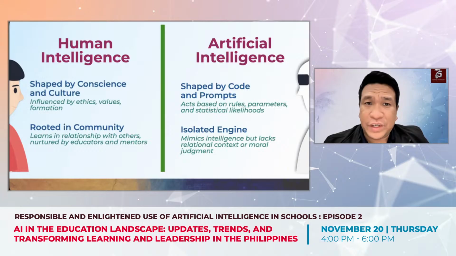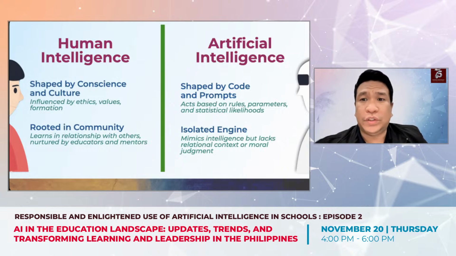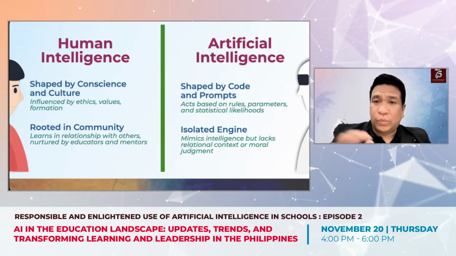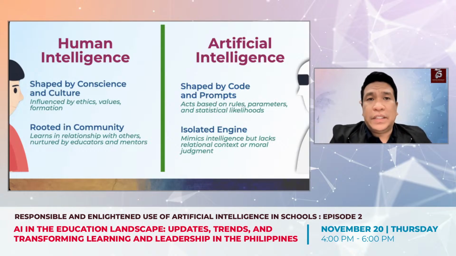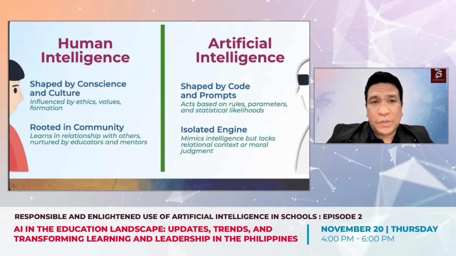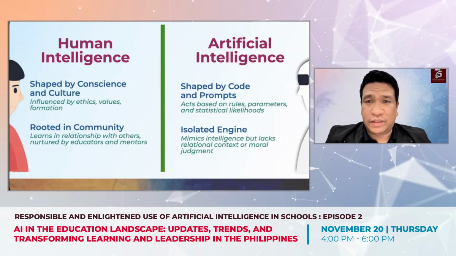Okay? However, for AI, it is shaped by code and prompts. It does what we tell it to do according to parameters we often don't fully understand. It can repeat what the world already values, but it cannot critique or elevate those values. Okay, I'll stop for now. Let me see if everyone is still engaged. Let me know. Do you agree that human intelligence and artificial intelligence are very different from one another? Ayan. Yes, true daw. Okay.